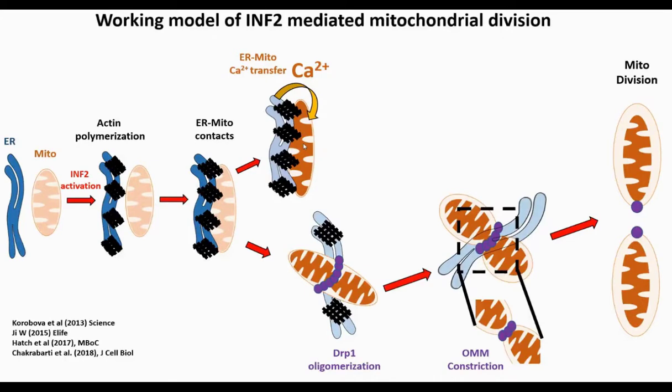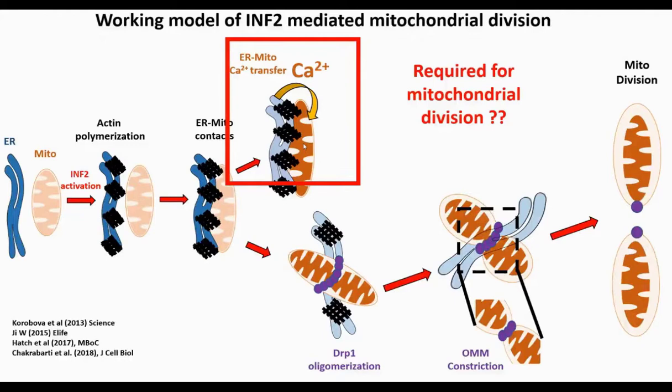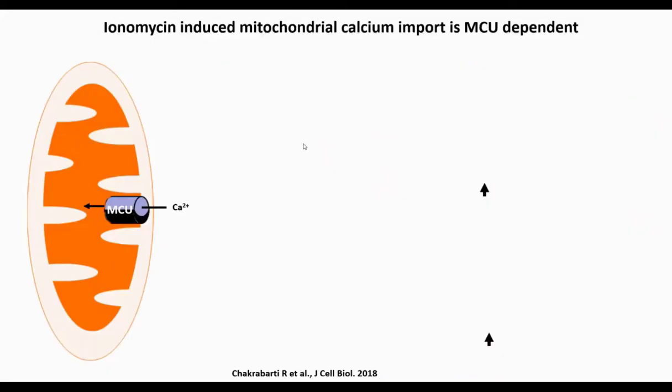Now let me remind you again that these mitochondria are excellent calcium buffers. So it's simply that your ER is releasing a lot of calcium and the mitochondria is mopping it up. So the next question is, is this calcium transfer at all required for mitochondrial division? To answer this question, we tried to limit the calcium transfer into the mitochondria. And one way you can do that is by inhibiting this complex called the mitochondrial calcium uniporter.